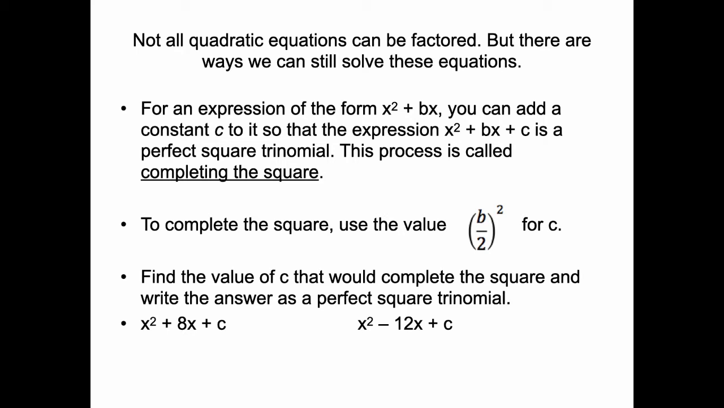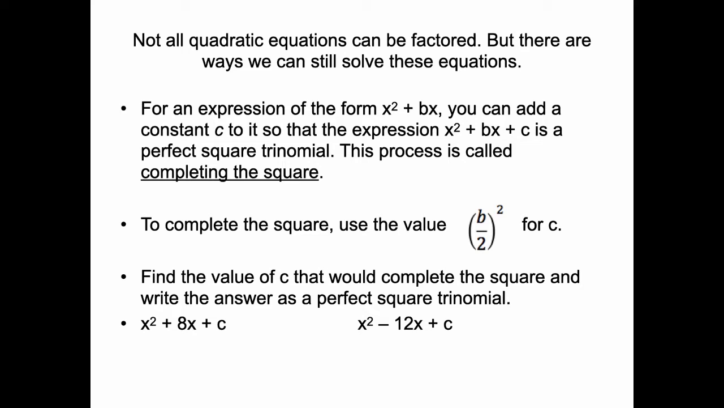To complete the square, we take the middle term, that b value, divide it by 2 and square the result. This gives us our c. So one of the things we're going to be doing today is finding the c value that would make a perfect square trinomial. And then we're also going to solve some when we have an equation. Here it says, find the value of c that would complete the square and write the answer as a perfect square trinomial. For the first one, we have x squared plus 8x plus c.